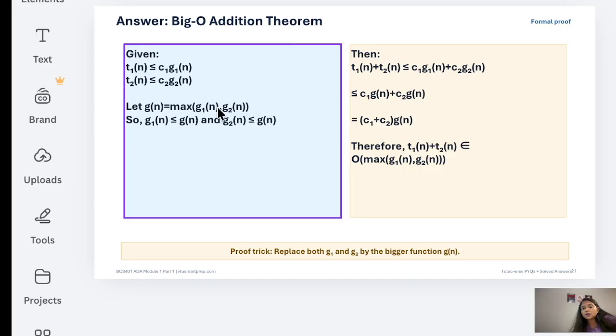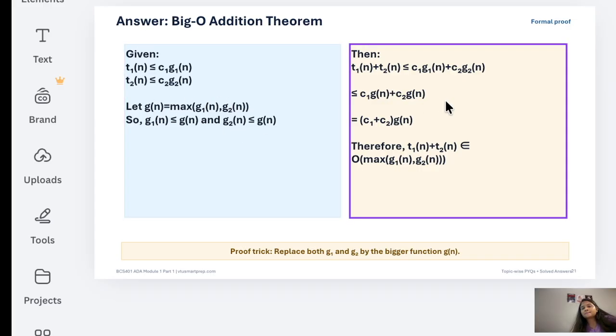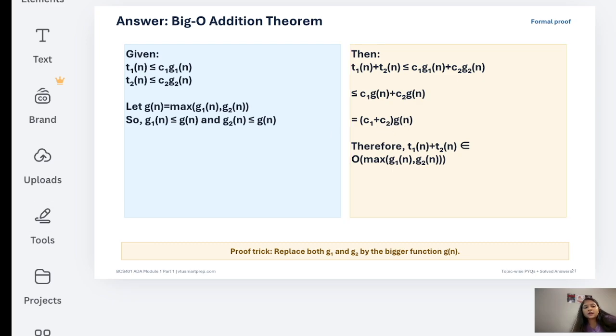Because in the given terms we have already simplified, what we have done is we give g1 of n the value g of n, and similarly for g2 of n I give the g of n value. Clear? So whichever dominant term it is going to be, that we give as the value of g of n. Once we have substituted, I am going to take g of n as common and c1 plus c2 is going to be inside the brackets. So this becomes the constant, right?